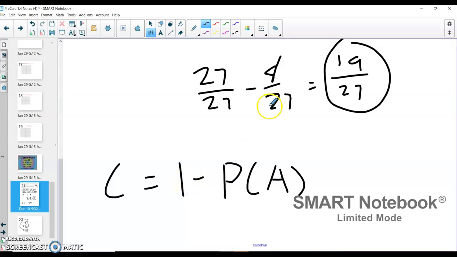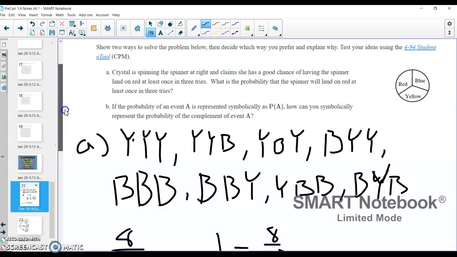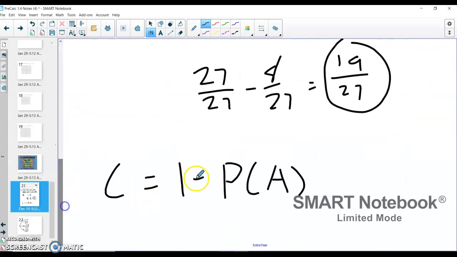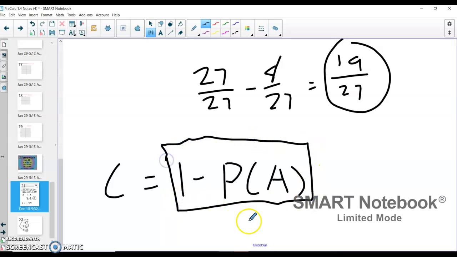You could have also done it the other way. If you wanted the probability that it's not going to be a red, you could have done 1 minus 19 over 27, and you would have found 8 out of 27 to be the probability of not red. I know you were having some problems with this, so hopefully this video helps you understand how we can use the complement. The big thing is this down here. We represent the complement by this formula right here, 1 minus the probability of whatever event, and you can find its complement.